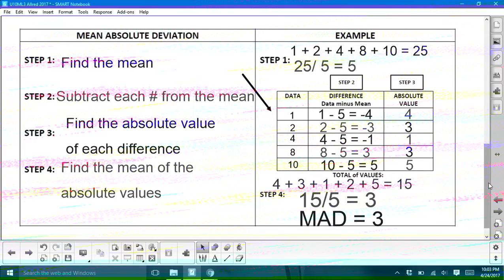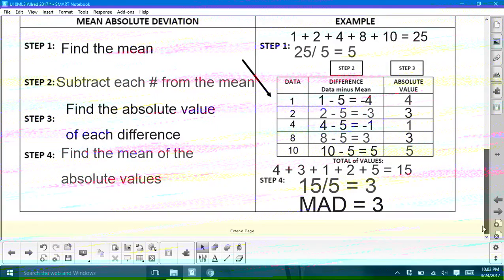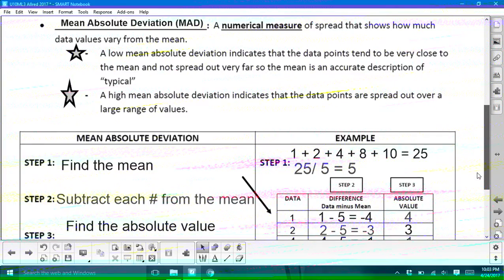Okay? Just like it says up here in this chart, it's the measure of spread that shows how much data values vary from the mean. So on average, those numbers are about 3 apart from each other. That means that they were pretty close to each other. It was a pretty consistent data set in comparison to some other ones.